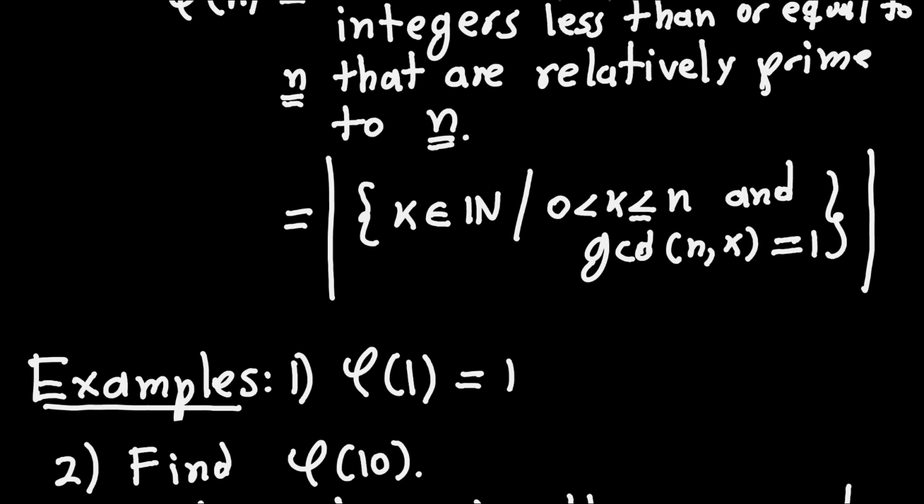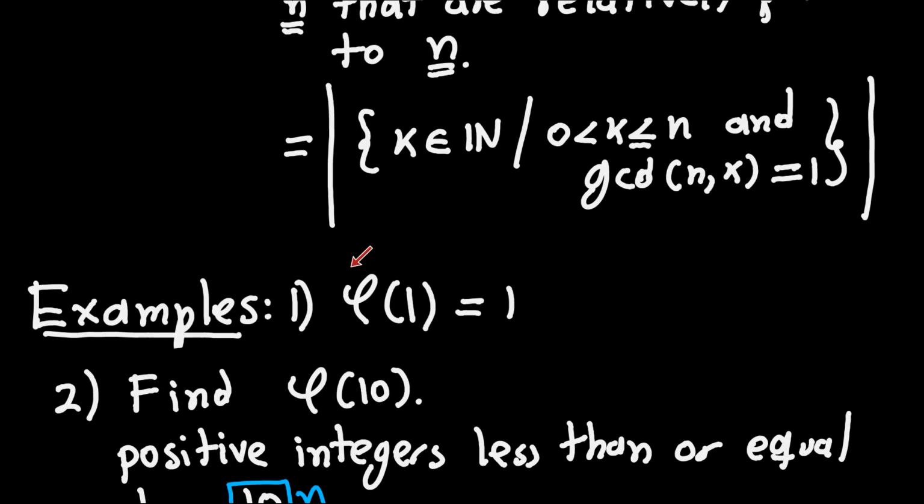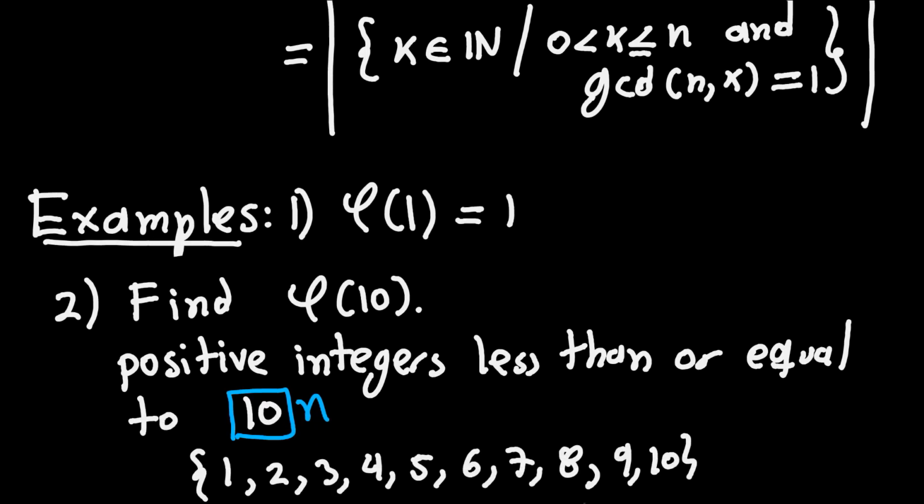So let's do some examples with computation using the definition. What would be phi of 1? If you look at the definition, that would be the natural numbers less than or equal to 1 that are relatively prime to 1. There's only one such number, 1 itself. So phi of 1 is 1. 1 is relatively prime to 1.